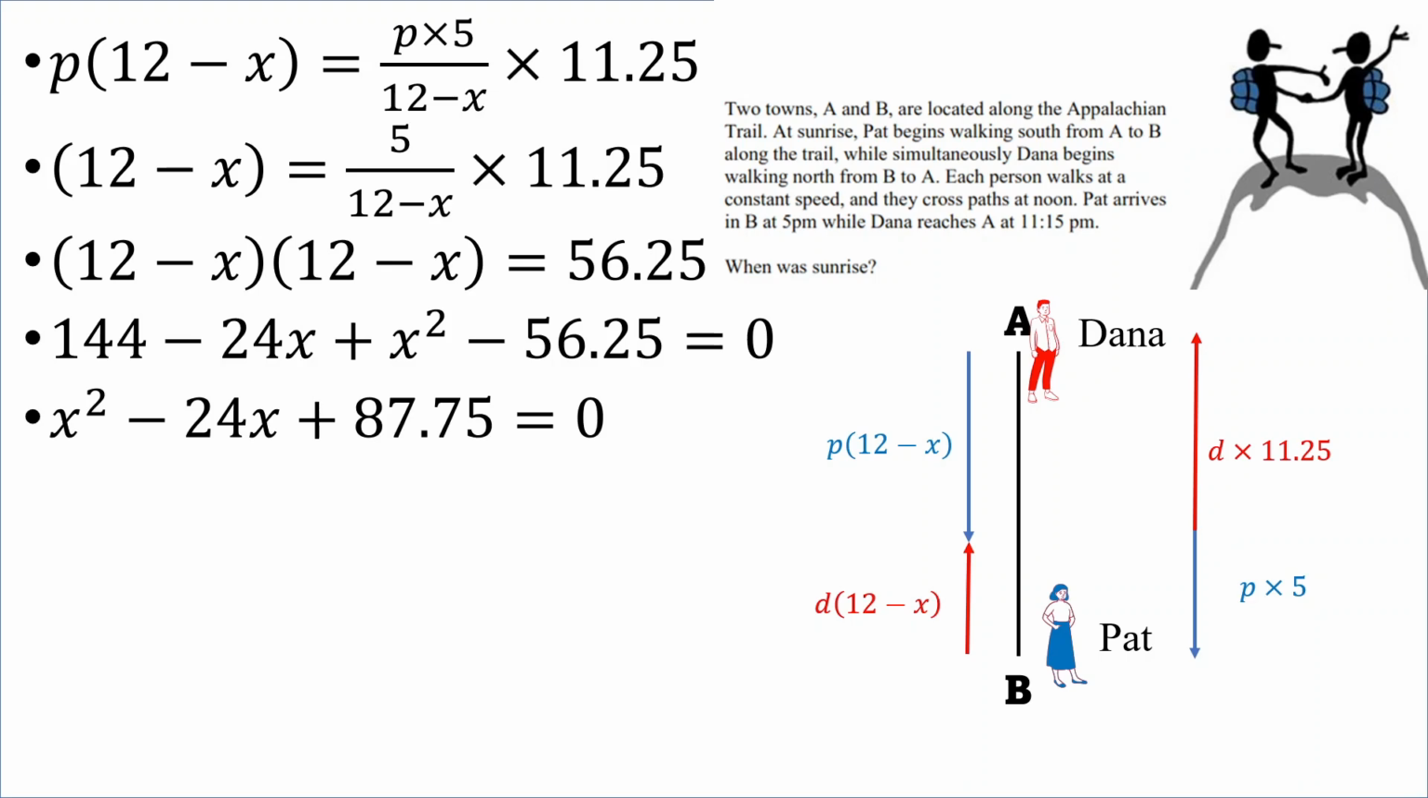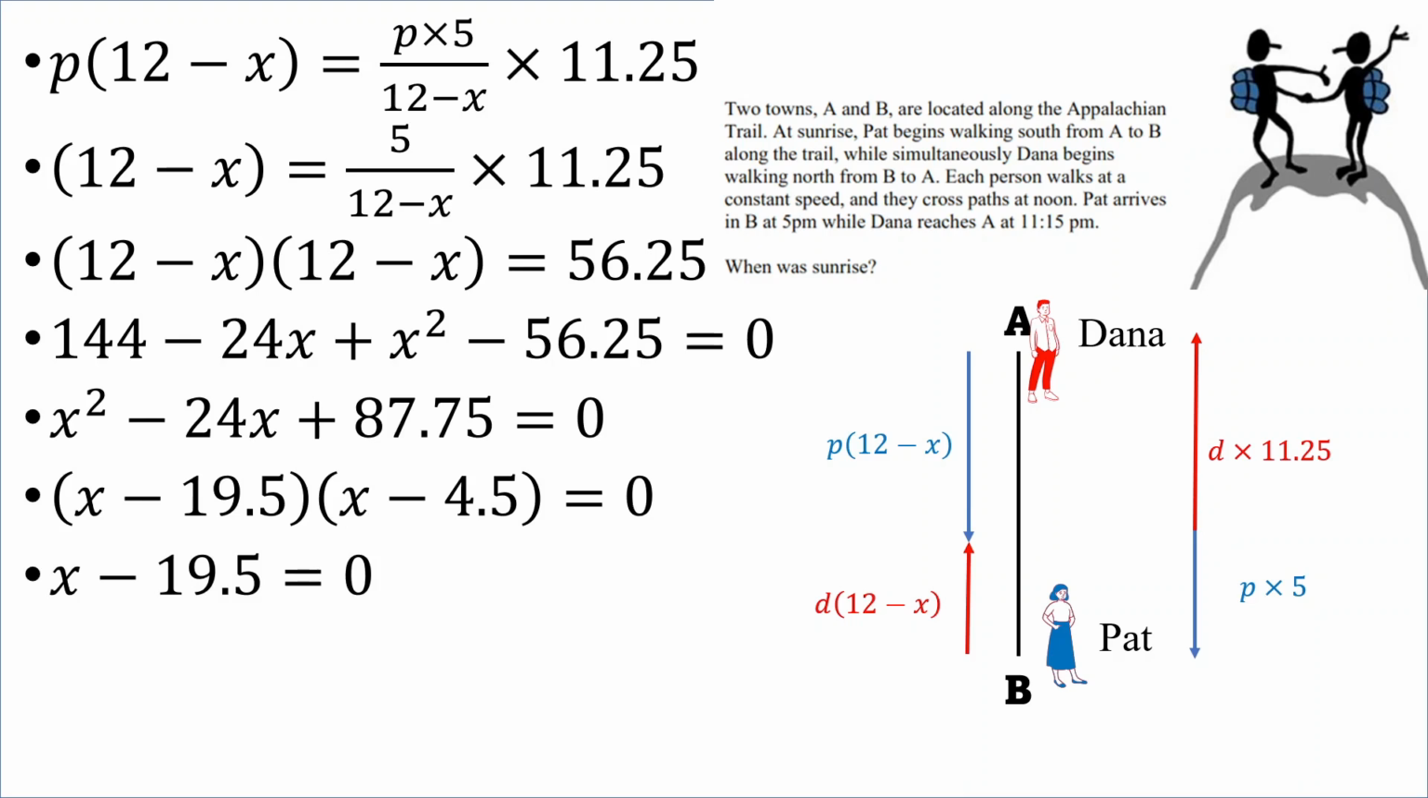What two numbers would add up to negative 24 but multiply to give you 87.75? Those two numbers would be negative 19.5 and negative 4.5. So we set X minus 19.5 equal to 0, which gives us X equal to 19.5 hours. But that is a solution that we will disregard. Why? Because remember, X represents the time that was sunrise. So if X is 19.5 hours, that would mean that sunrise was actually at 7:30 p.m.